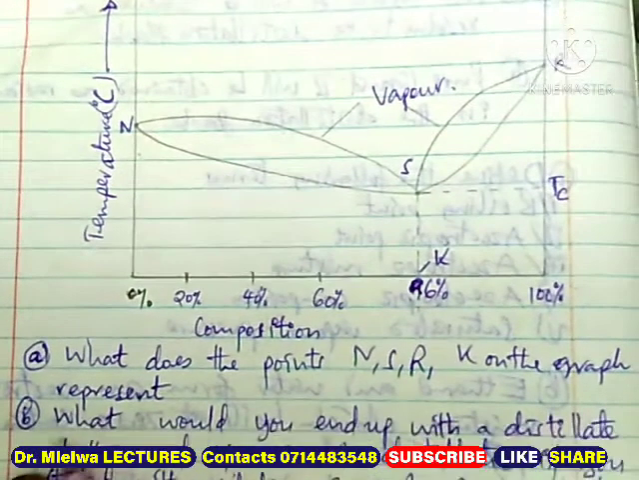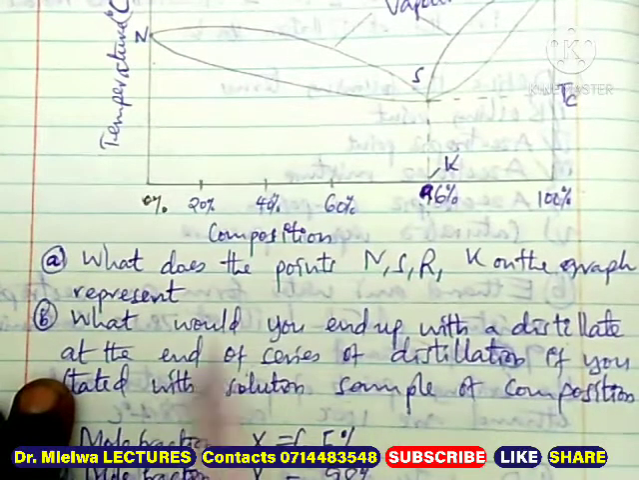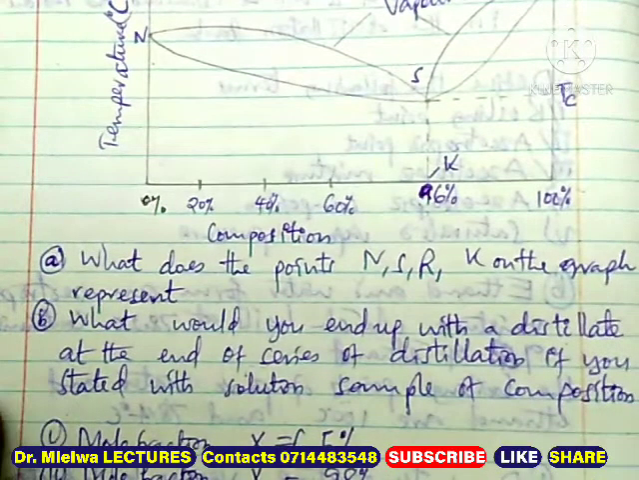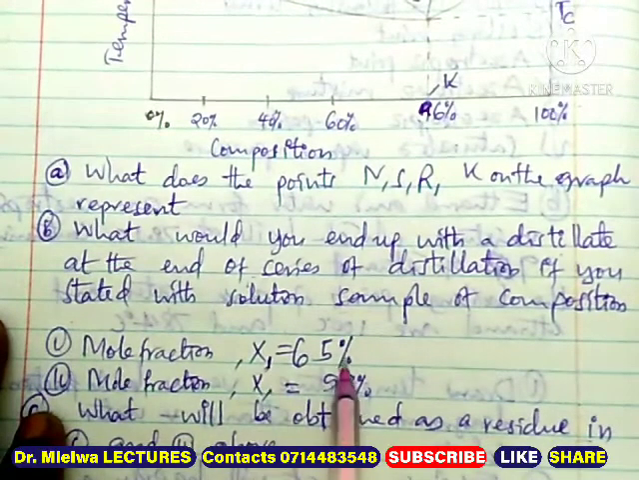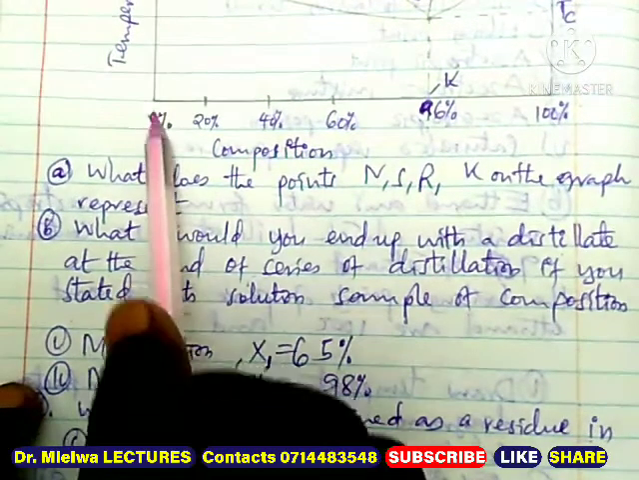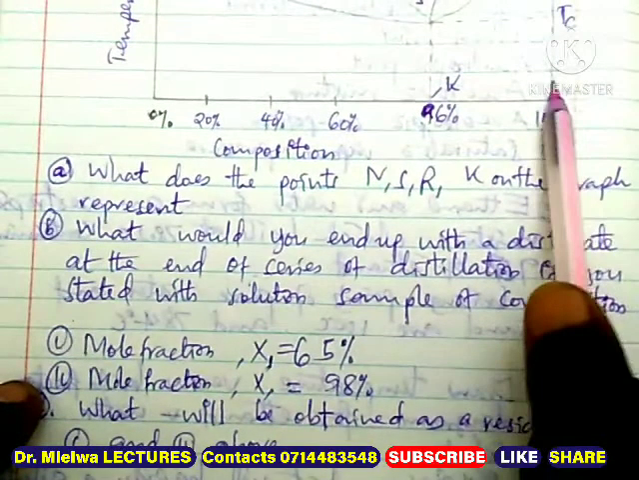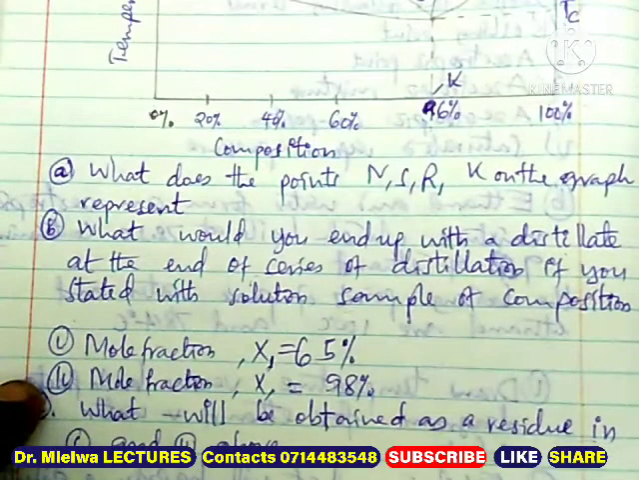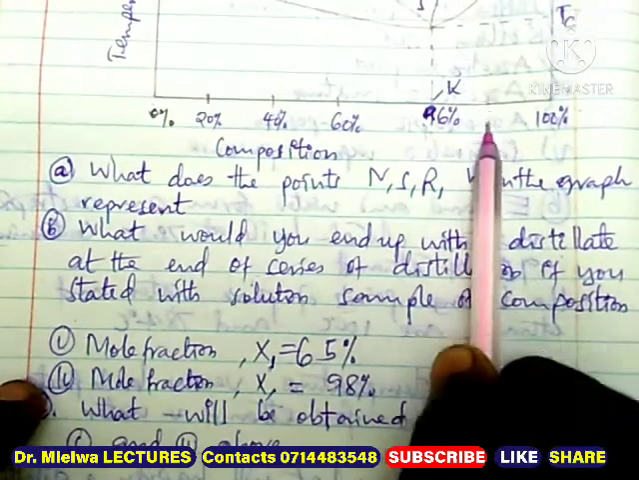You see? Okay. B. What would you end up with as a distillate at the end of a series of distillation if you started with a solution sample of composition, mole fraction X equal to 65%? Since we start from 0 going to 100, that means 65% will be of liquid B. 65% is somewhere here. We have started there. What will you end up with? And then mole fraction X now 98%, which is on the right hand side.